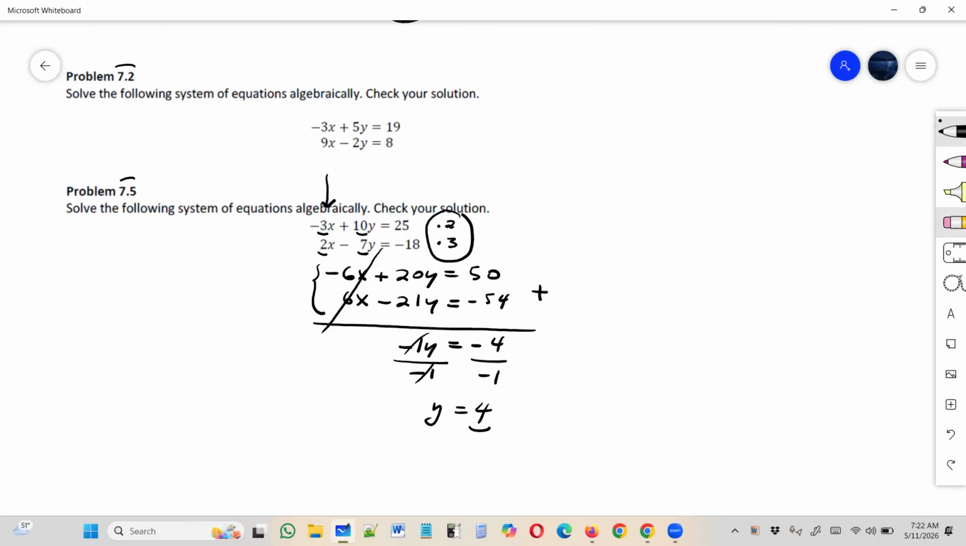Now I go back into either of the first two. You could use the other two that you found, but there is no point because these are going to have smaller coefficients. And I'm going to use the second equation to find x. Minus 7y equals negative 18. So we're going to replace y with the value 4 right here.